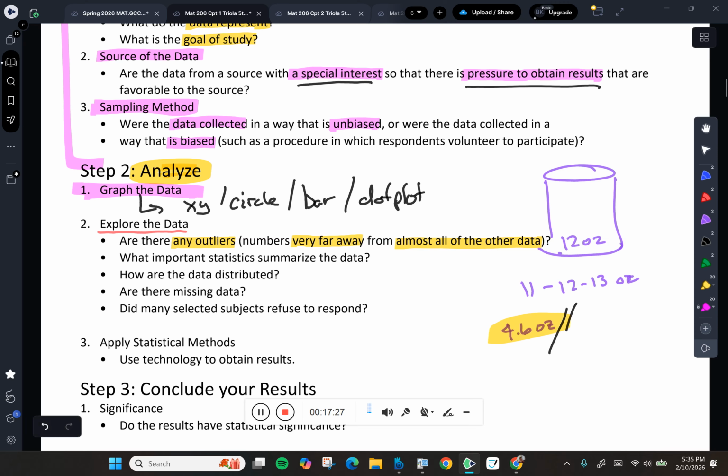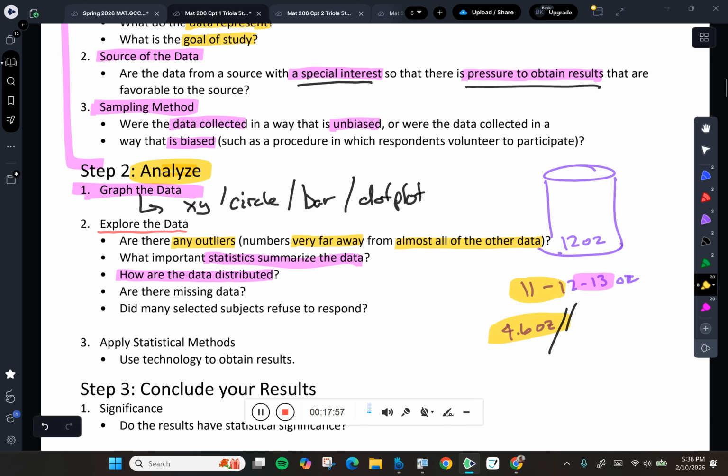The next thing I want to do is look at how I can summarize the data. What important statistical summaries can I do? And we'll dig into this in chapter 2 and chapter 3, right? How's the data distributed? Is it evenly distributed? Is it heavy on one side? Is it heavy on the other? Are lots of my soda cans in the below 12 range and only a few in the above 12 range? Where is the data heavy? Where is the data light?